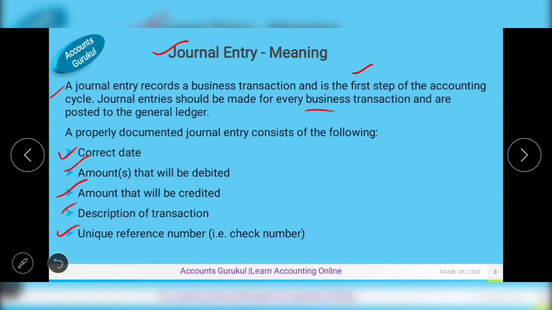These parameters will be there in every journal entry. Now we are going to start understanding all the accounting entries, stage by stage. The first is capital related entries.